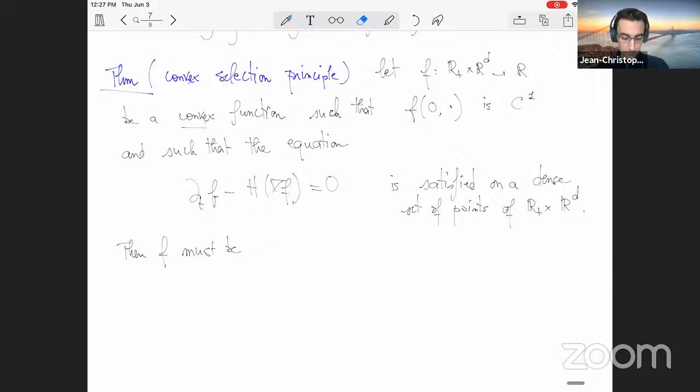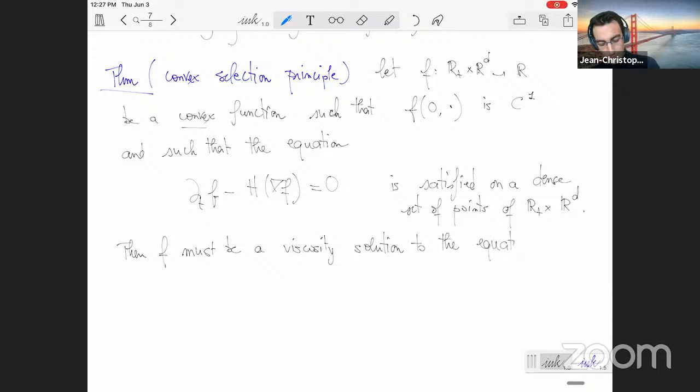I'm going to write A, but you know, for a fixed initial condition, there's a unique viscosity solution. I mean, the same equation. Does that make sense?